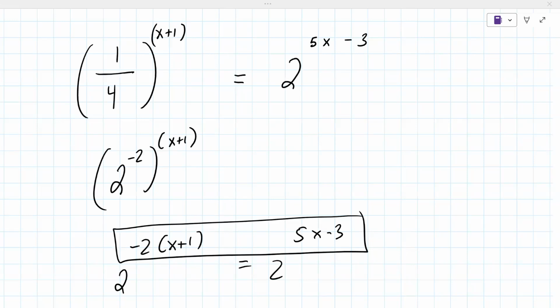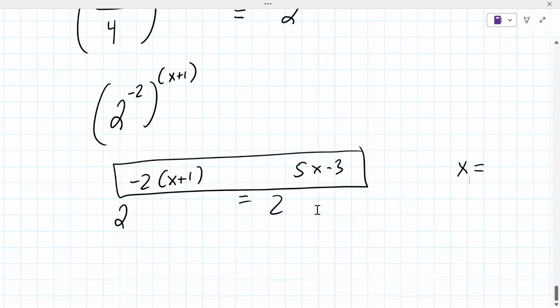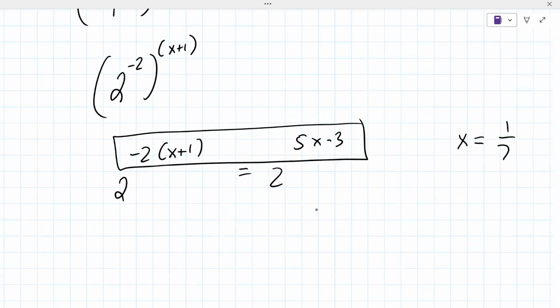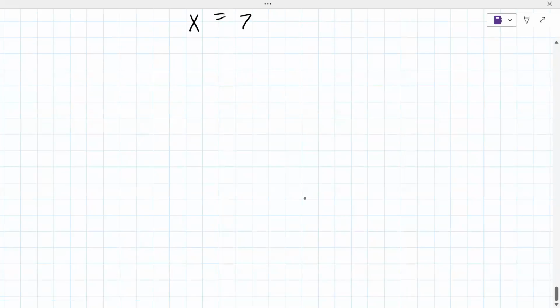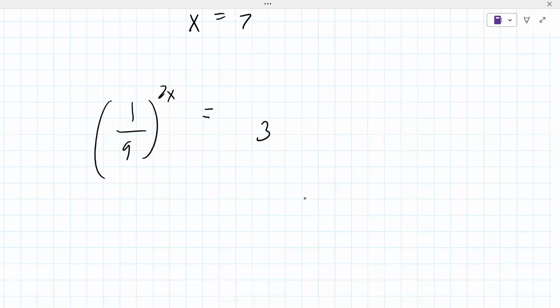X equals 1/7. Let me look here. That is correct. All right, good. Okay, so let me give you another one here to try. 1/9 to the 2x power equals 3 to the x minus 4 power.